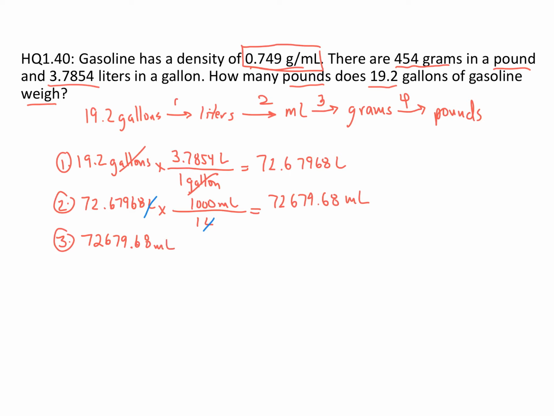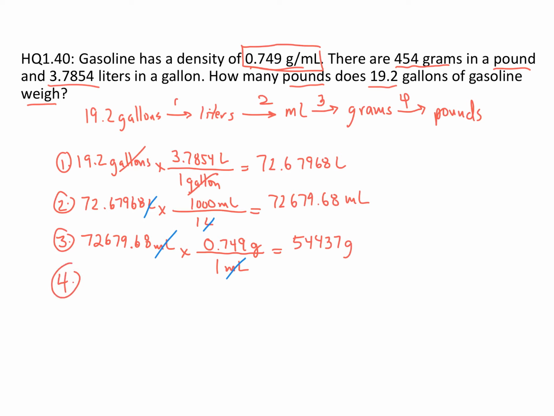Now that I have the volume in milliliters, now I can use the density. 72,679.68 milliliters. Density allows me to convert from volume into mass. I know for every 1 milliliter, I will have 0.749 grams of gasoline. So again, keeping track of units, milliliters cancel out. I multiply by 0.749 and I'm left with approximately 54,437 grams of gasoline.